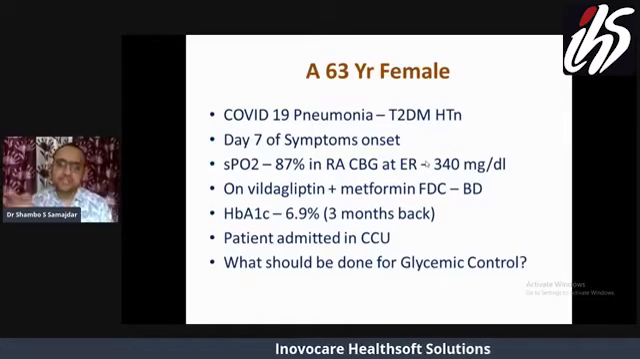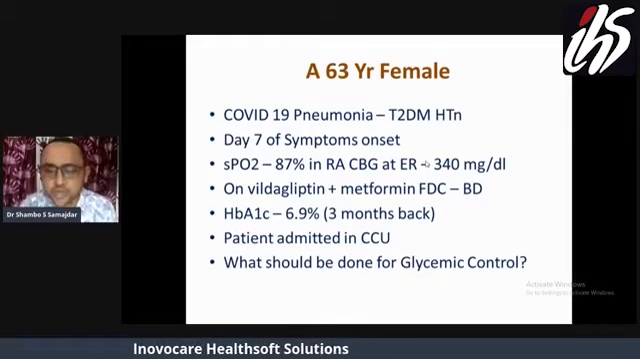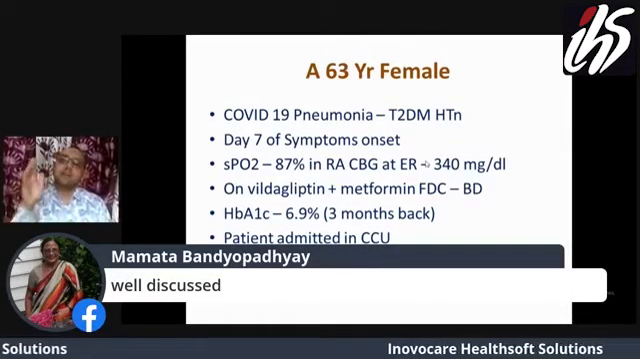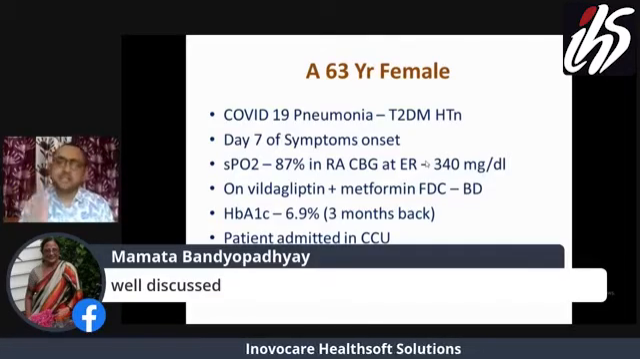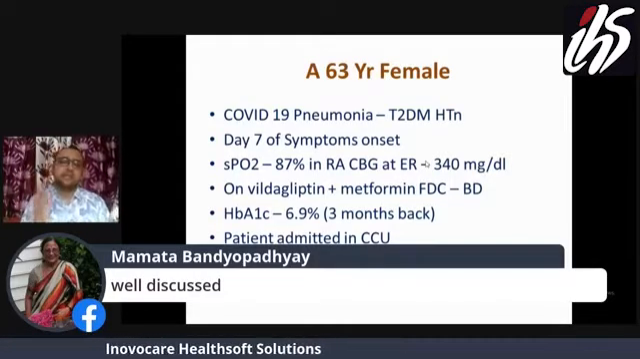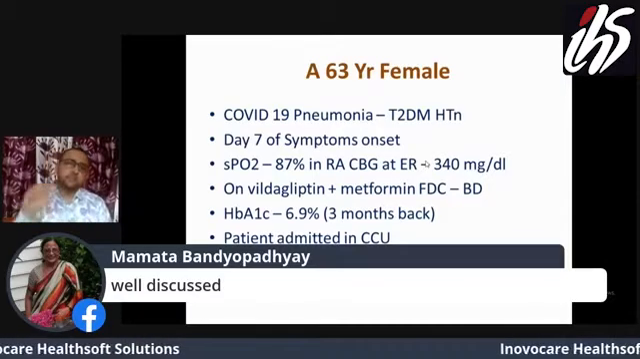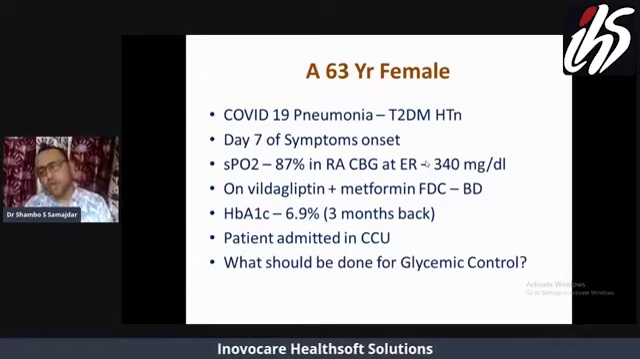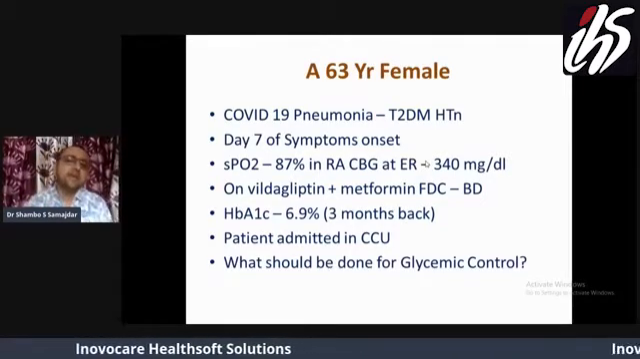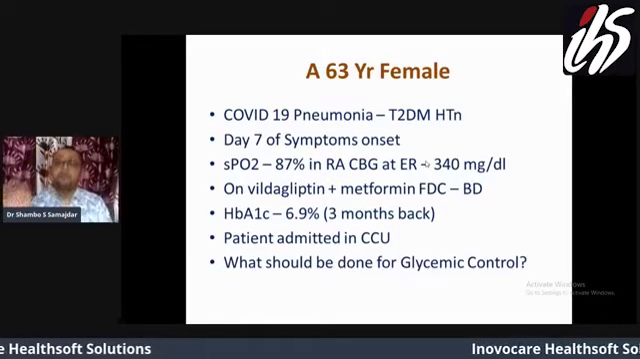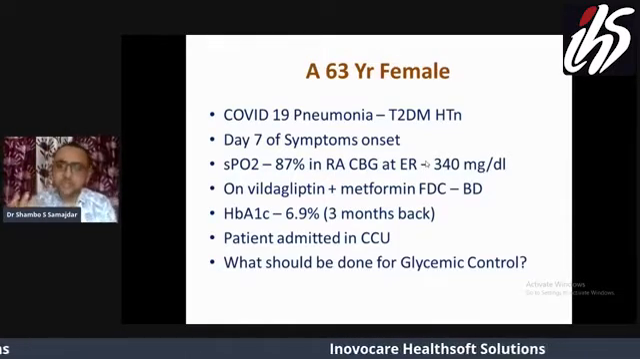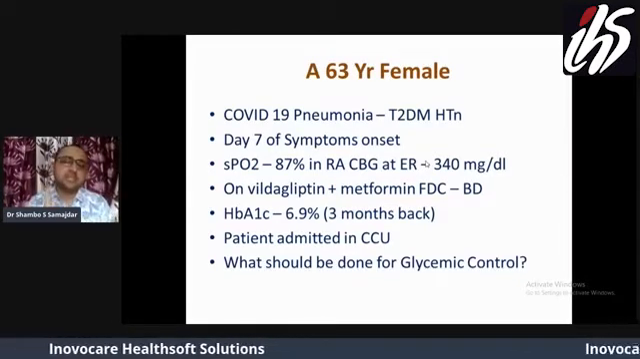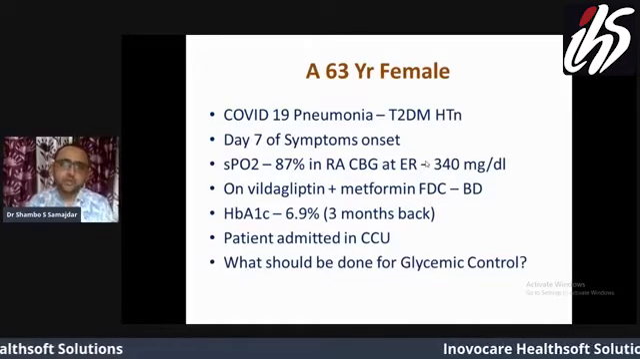So what should be done for the glycemic control of this lady? In this particular lady, I think starting insulin infusion immediately is the correct option, because the CBG is already high. Now we need to start this patient on corticosteroid, and for that there will again be a very high surge of CBG. But before starting the insulin infusion, we also need to check whether the patient has DKA. We need to check the urinary ketone bodies.